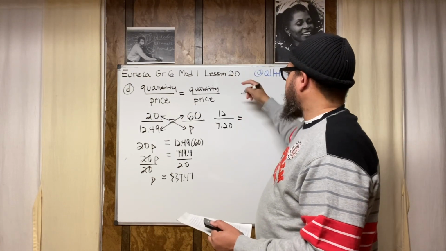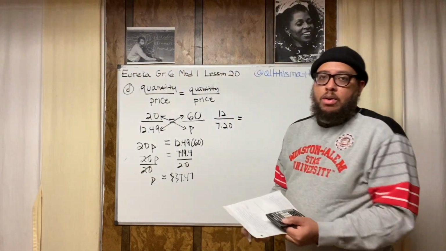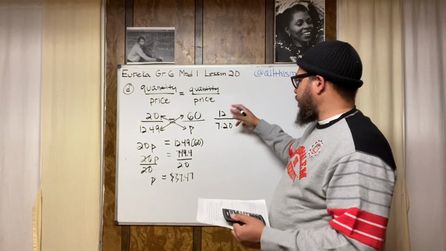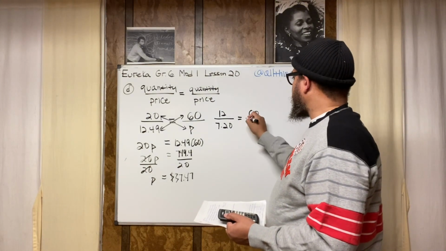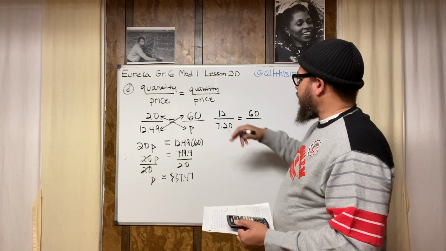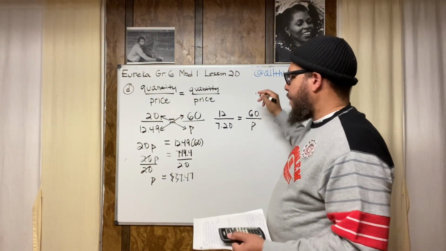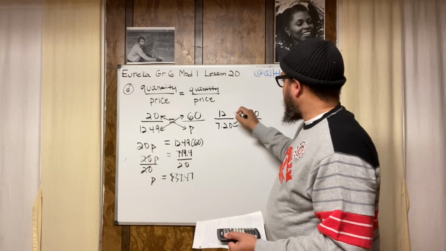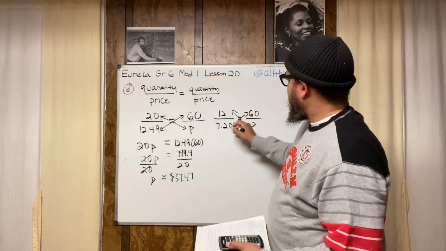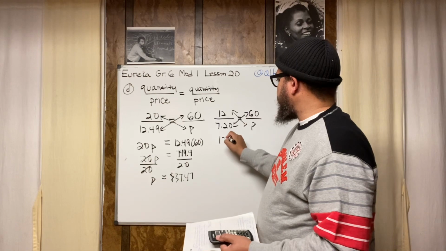And then my quantity is still 60, because I'm trying to find out how much 60 batteries is going to cost if I'm getting 12 packs. If I'm doing 12 packs, how much is that going to cost? I don't know the price, so that's going to be P. Again, I'm going to use the Malcolm X method. Draw my X. 12 times P.